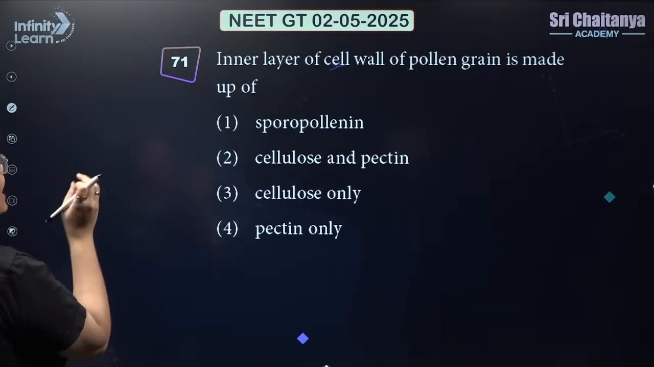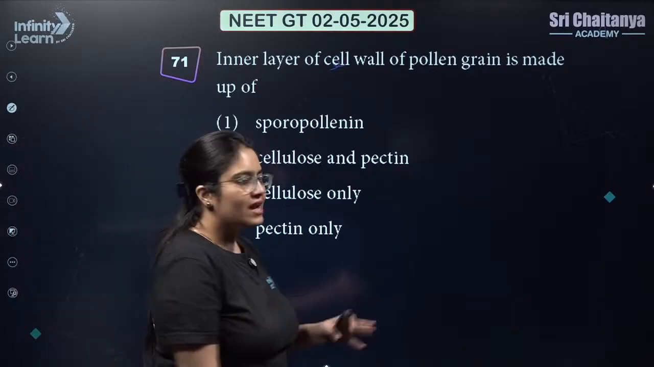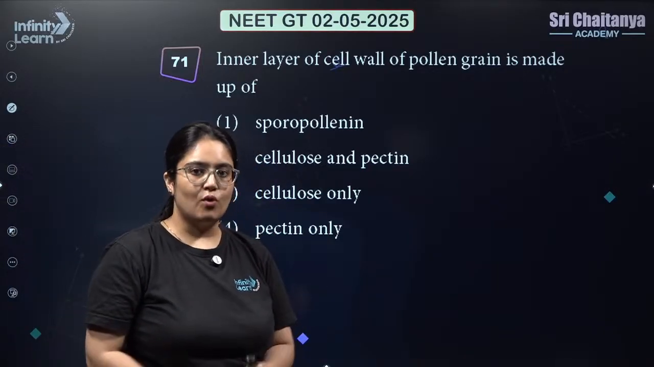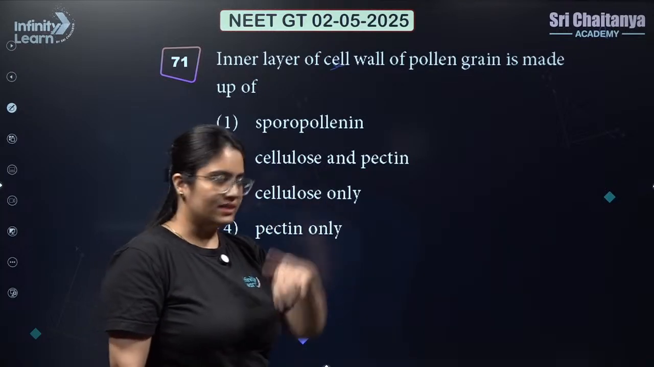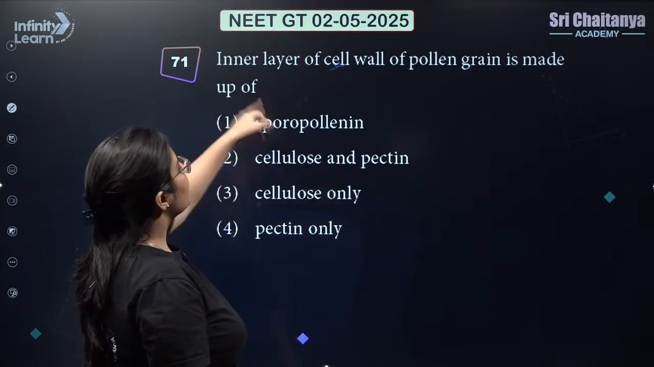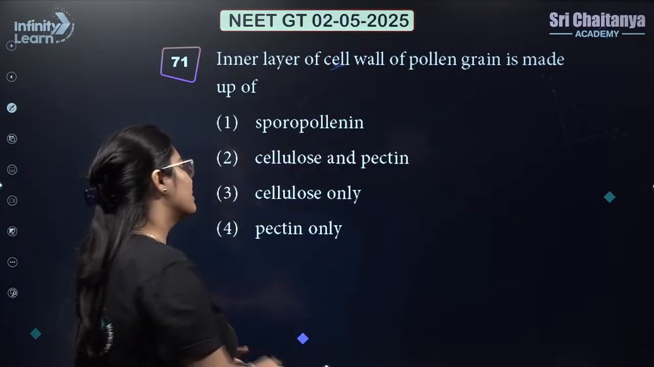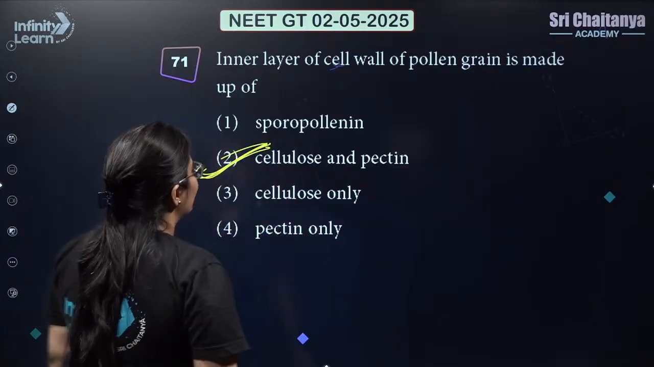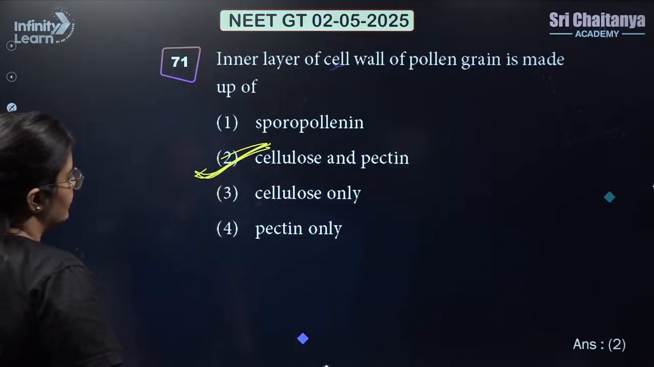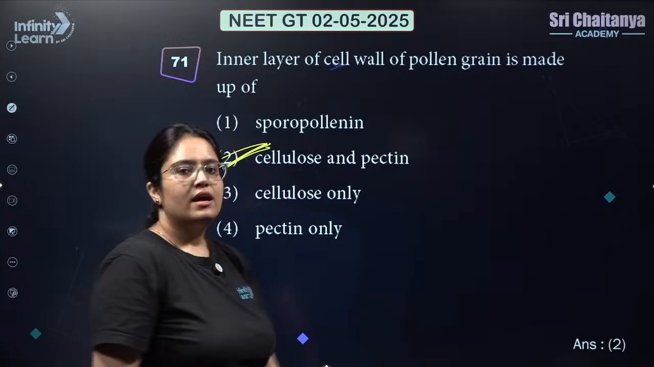Inner layer of cell wall of pollen grain is made up of. So they are asking about the intine. Remember, pollen grain has 2 wall layers, exine and intine. Exine is the outermost, intine is the inner one. So the inner layer of the cell wall, that means intine of the pollen grain, is made up of cellulose and pectin. So your correct answer is 2, guys. Correct answer is 2, cellulose and pectin. Right? Next.